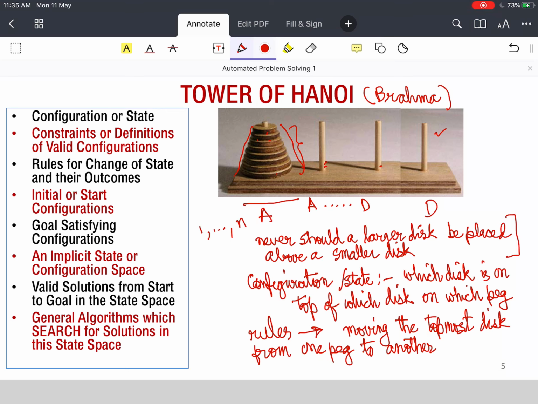And given an initial configuration and a goal configuration, you can see that all the possible configurations that we can form by making a set of moves form the state space, which is implied by these rules. The input to our automated problem solver is the set of rules and the configuration space, the valid configurations, and the general algorithm tries to find a path from the start configuration to a valid goal configuration using a valid set of moves. And we also want to find the shortest number of moves.